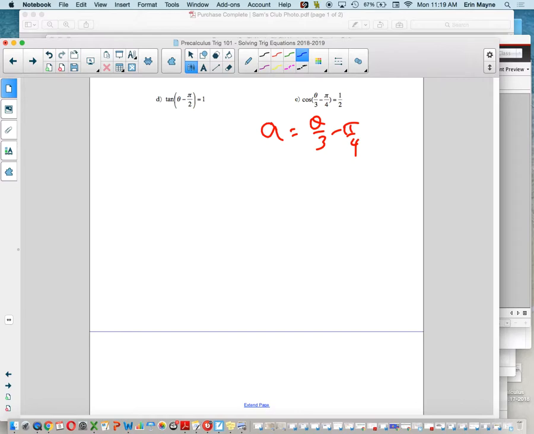Why do you do that? Because I think it's a lot easier. No, you don't have to, but for most people, that's less intimidating than that. Okay? So, how many times will cosine hit 1/2 in a given period? Twice, right? Where are they?